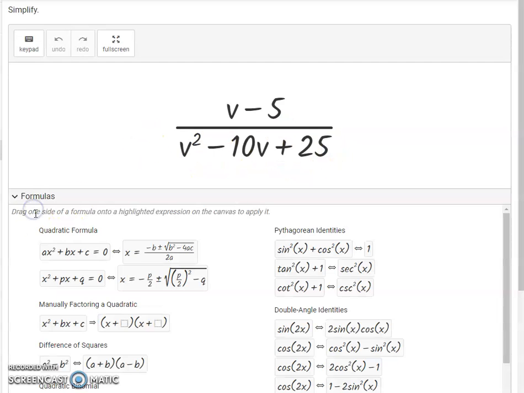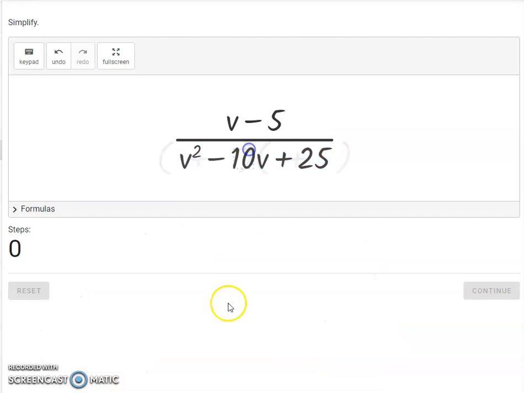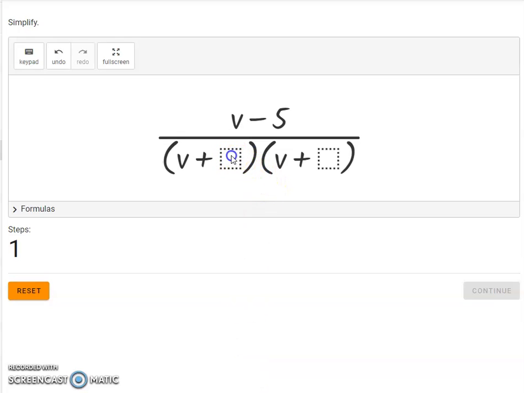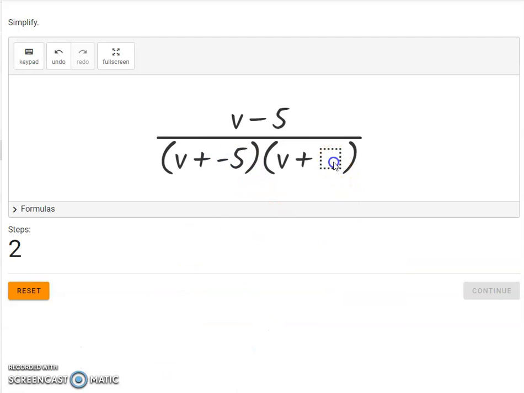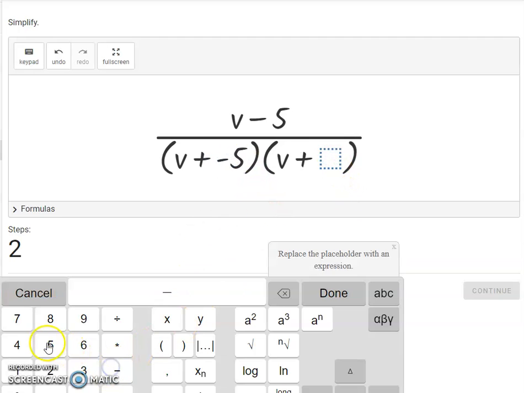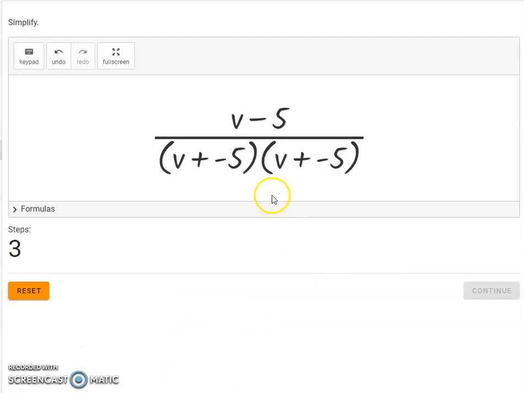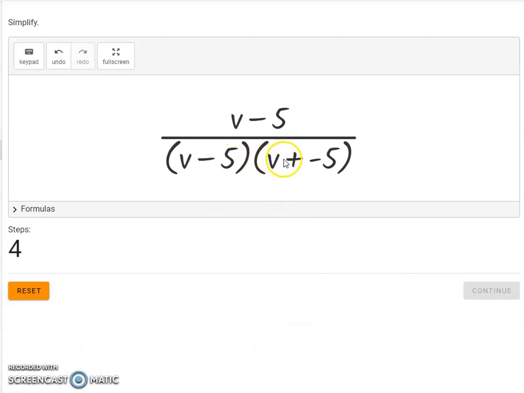So under formulas, it says manually factor a quadratic. If I left click on this x squared plus bx and slide it with my left mouse button down up to this, it will actually separate it for me. And then if I click on the square, I can type in -5, and if I click on the square again, replace that with square root of -5. You need to add, as we've been doing in class, you need to do the addition of a negative, make that a subtraction sign.